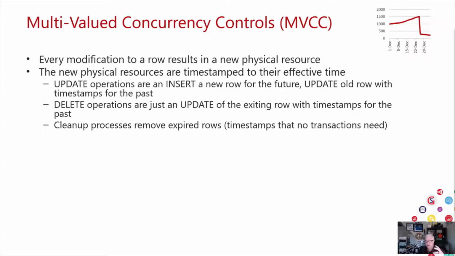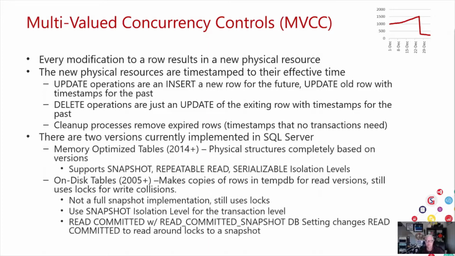And if a bunch of people are making lots of changes and a bunch of people have transactions out there that are still using those versions, you can end up with lots and lots of versions of the rows. That's why you'll be instructed, when you start using memory optimized tables, to have a lot more memory than you have data, because sometimes you're going to need multiple versions of the data available. A cleanup process goes back and cleans up those rows once people are no longer using your transactions.